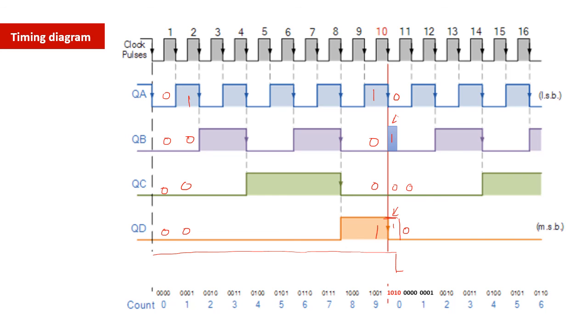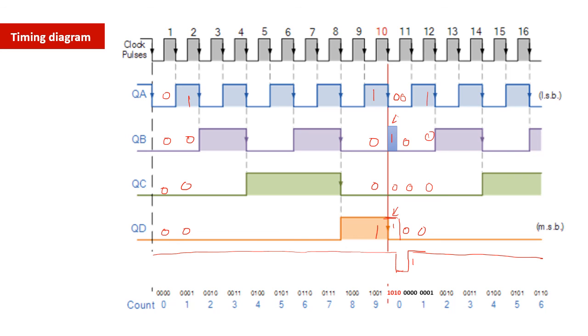Here it again remains as 0. This will become 0 and this will become 0. So the state will become 0000. When it is 0000, your NAND gate output will become 1, and this will be 1 till the next 1001 comes. So again it will start from 0000 and the next state will be 0001, and this continues.